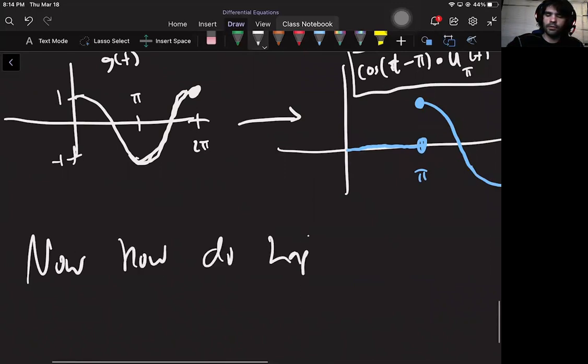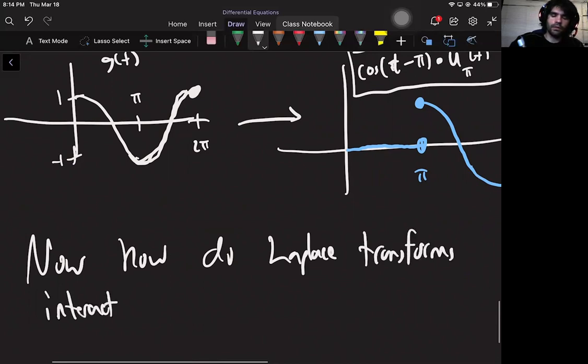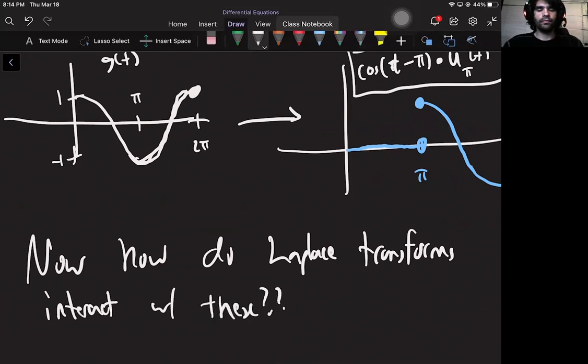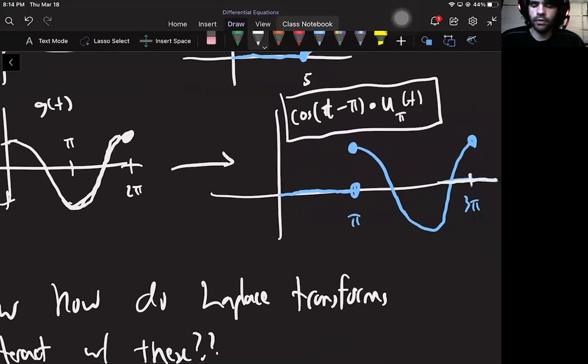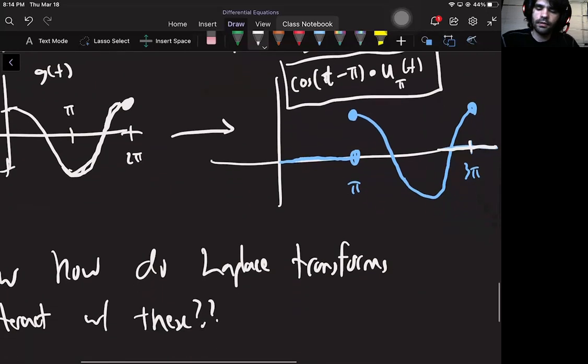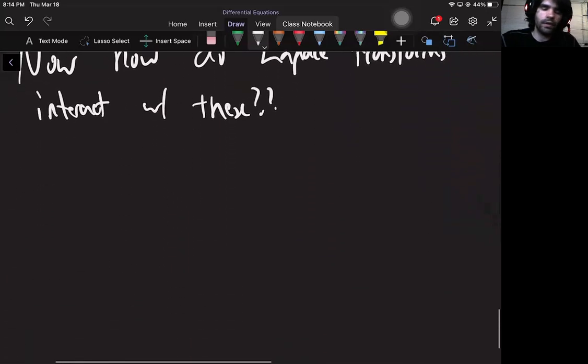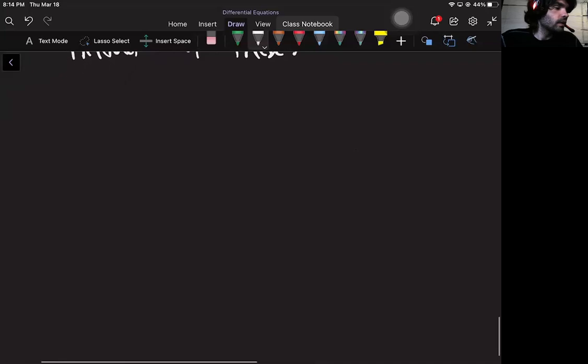All right, so now how do Laplace transforms interact with these things? This is where Laplace transforms really come in handy, because if you use these functions in your differential equations, they're a bit hard to deal with. You'd have to deal with piecewise things, which would be a bit annoying. Okay, so let's see it.